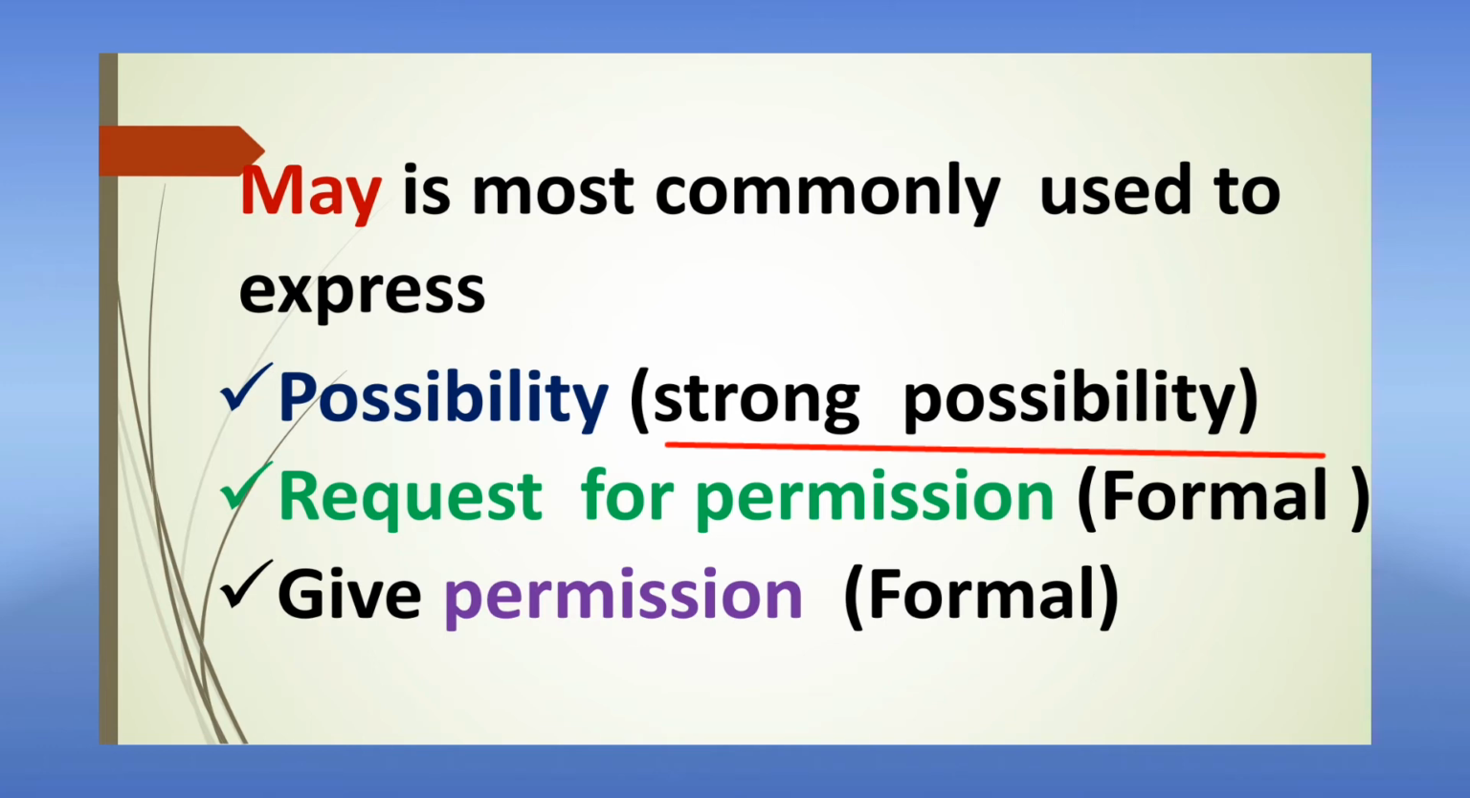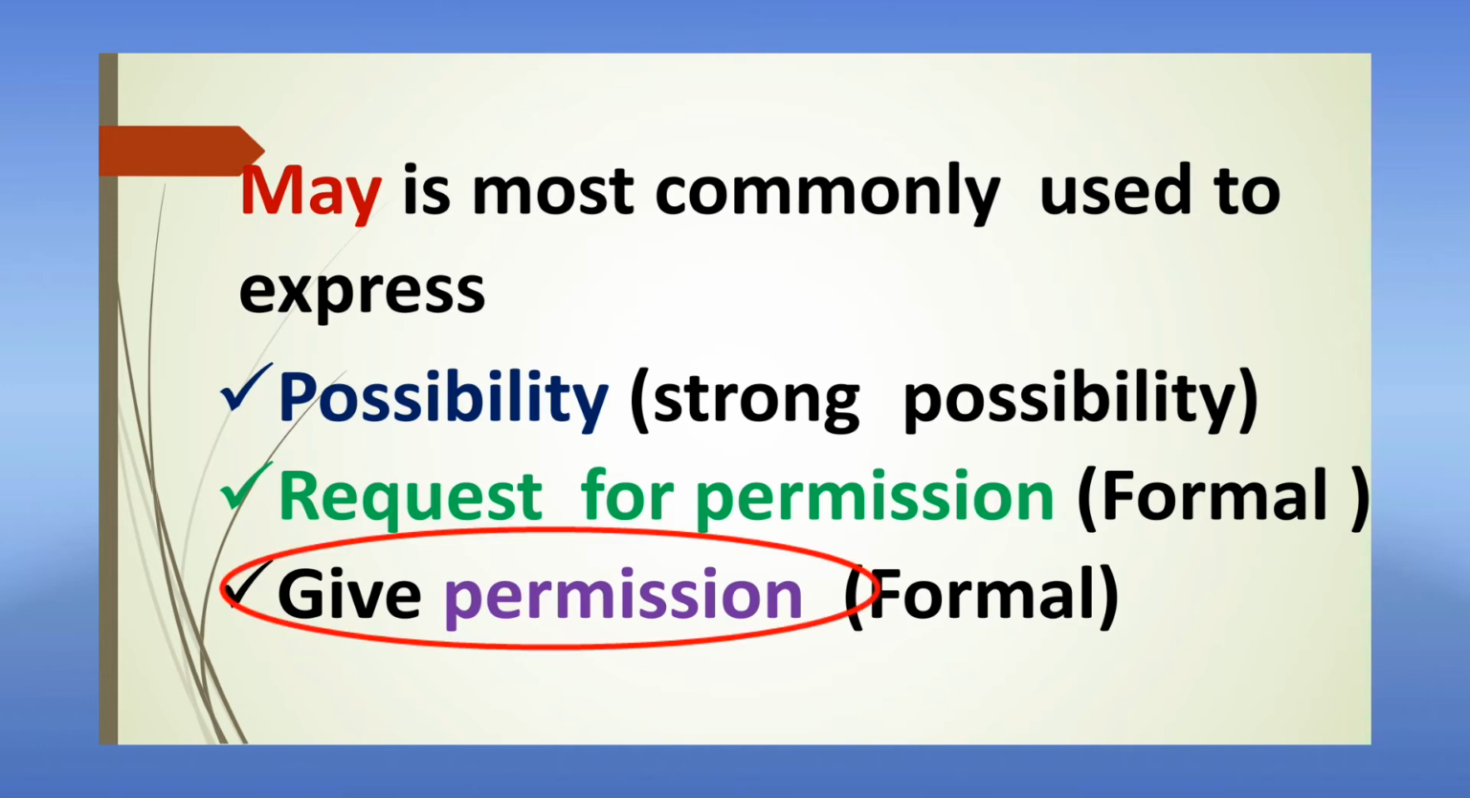And one more thing, request for permission. Here the request is very formal. Third function is give permission, and give permission also in a formal way. So it's quite opposite for the modal can. Can is used for informal situations, whereas may is used for formal situations. So possibility, strong possibility, request for permission in a formal manner, and even giving permission also in a formal manner. So these are the major functions of may.